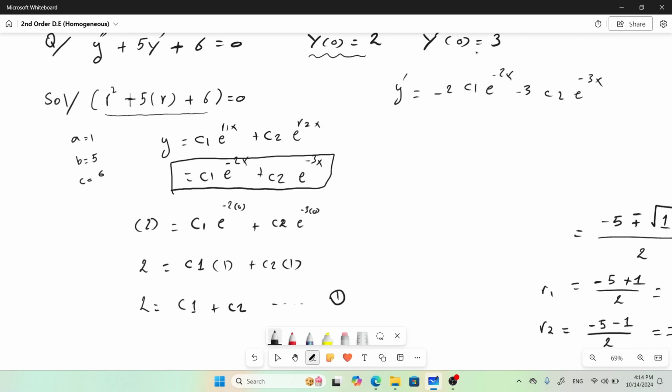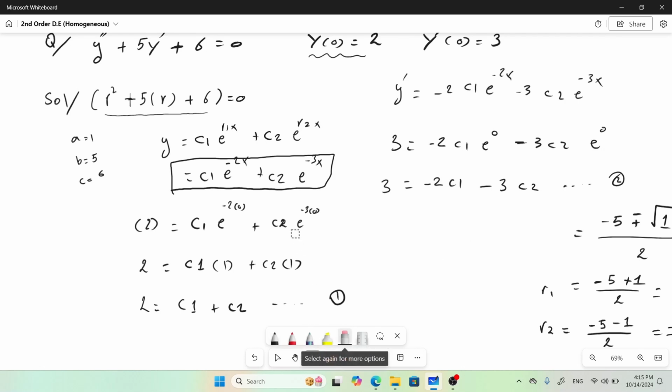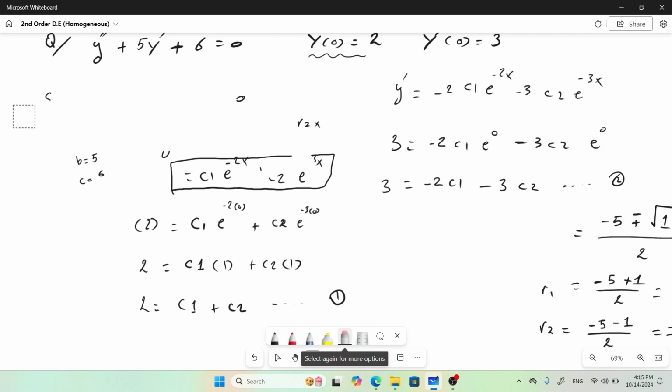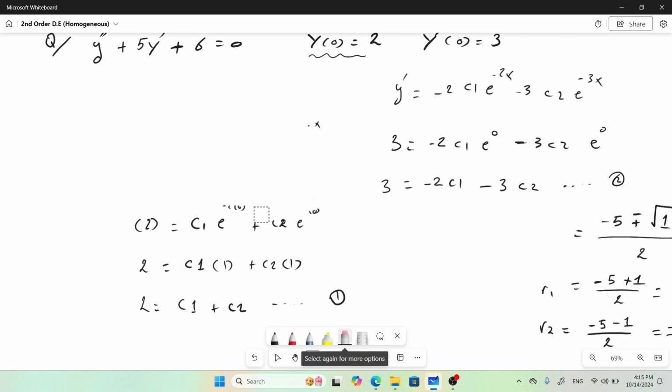Now we substitute the values of the boundary conditions, so we have 3 is equal to negative 2 c1 exponential of 0 minus 3 c2 exponential of 0, and we are left with 3 equal to negative 2 c1 minus 3 c2, and that's our second equation. Now all we have to do is use the elimination method to find the values of c1 and c2.